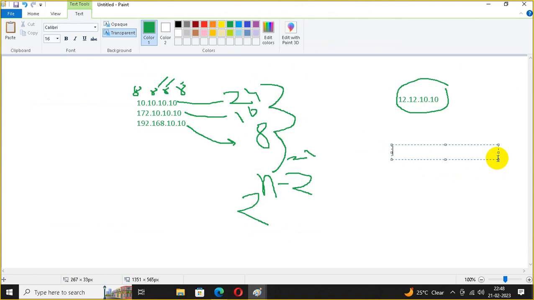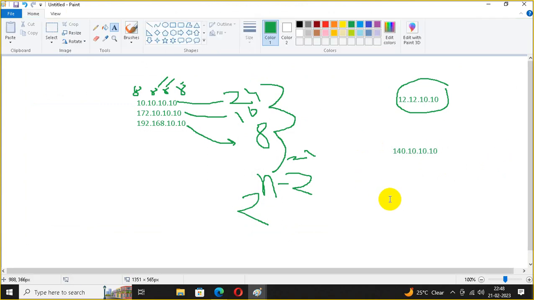Now let's say there is an IP address 140.10.10.10. Tell me what will be the value of n? How many computers can be allocated here? Which class is this? Class B. In class B, how many host bits? 16. Each byte is 8, so 8 plus 8, 16, right?